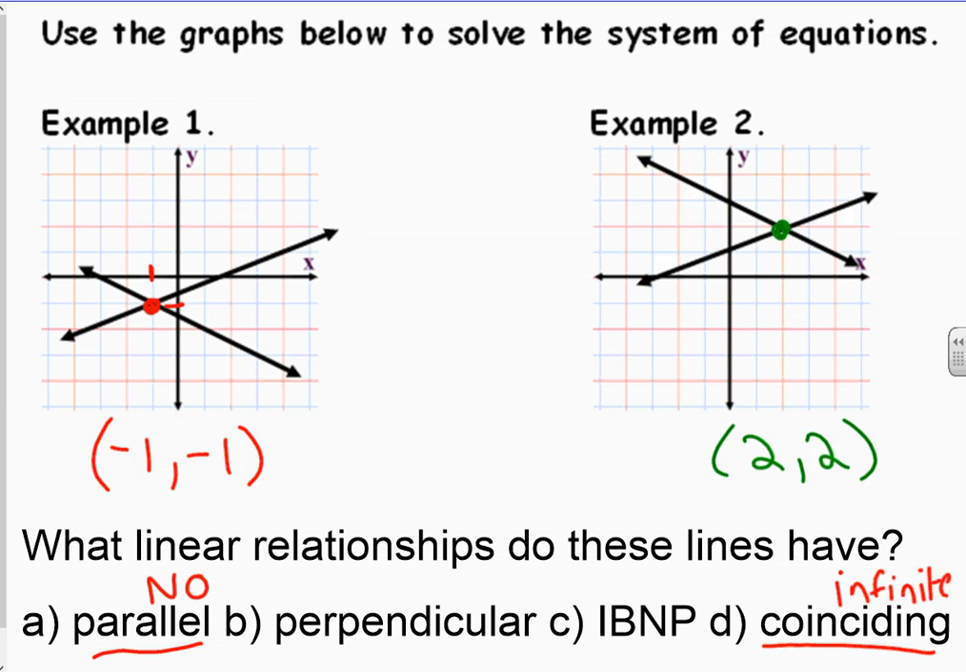Exact same line. So now we're down to being perpendicular or IBNP. Perpendicular kind of has a perfect X to it, where no matter how I draw it, I could always have a right angle in that corner. So if you notice, neither of these look like they could have a right angle, which actually makes both of those lines IBNP.